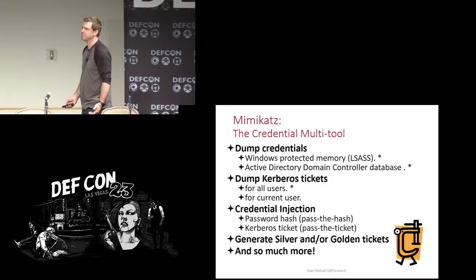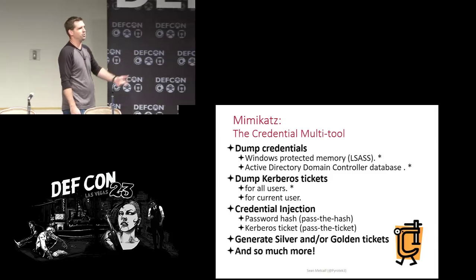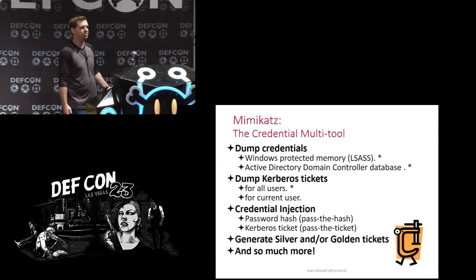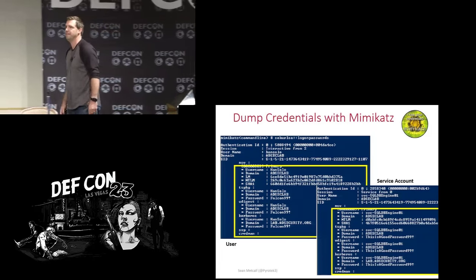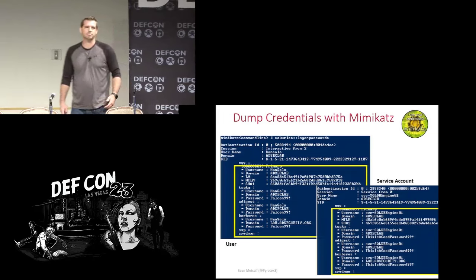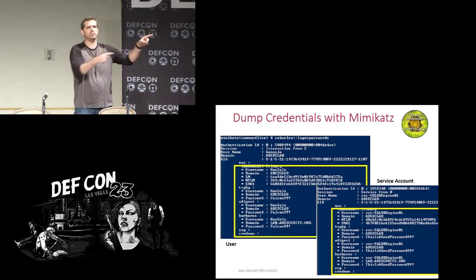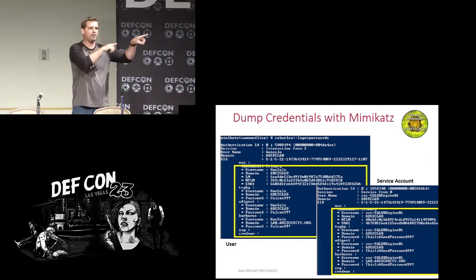So Mimikatz. Everyone knows Mimikatz. You can dump credentials, dump Kerberos tickets, inject those tickets, use them, forge golden and silver tickets, right? This is what it looks like, if you've never actually seen it. So the Windows developers thought it was a great idea, in order to make sure that if a user ever got prompted for credentials, that they could just go ahead and handle that request from memory. So the clear text password, or at least a reversible version of it, was placed in LSASS, that protected space of memory. So you can see there's passwords there.